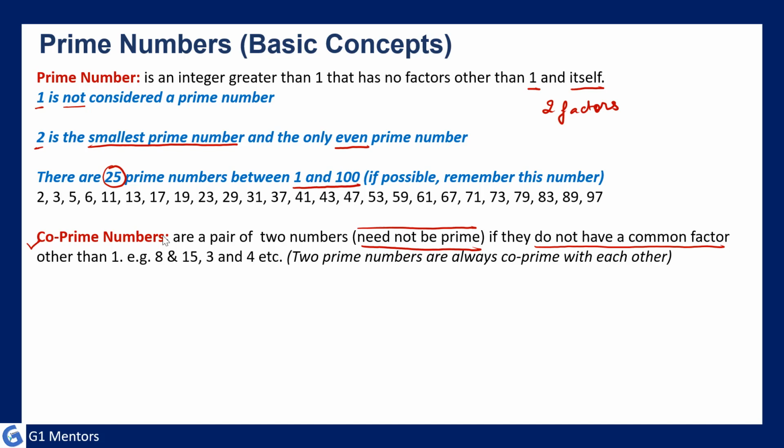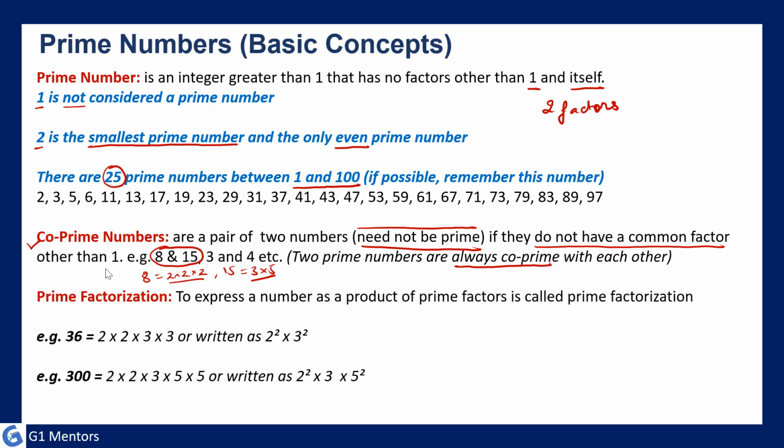For example, 8 and 15 are co-prime numbers. Because 8 can be written as 2 into 2 into 2, and 15 can be written as 3 into 5. So there is no common factor between these two numbers. Two prime numbers are always co-prime with each other.